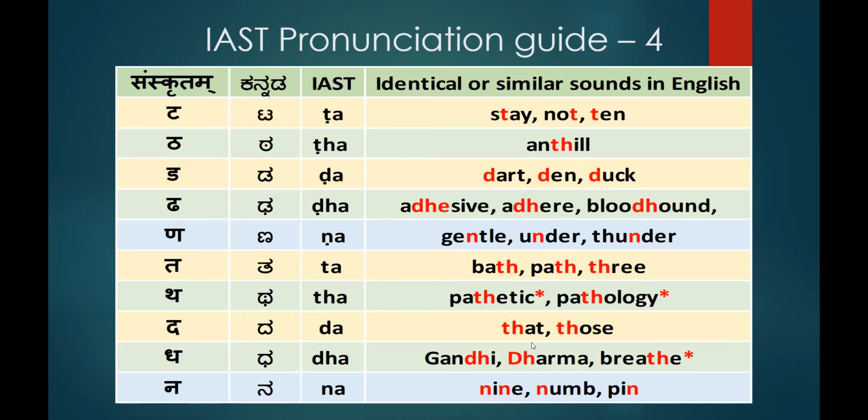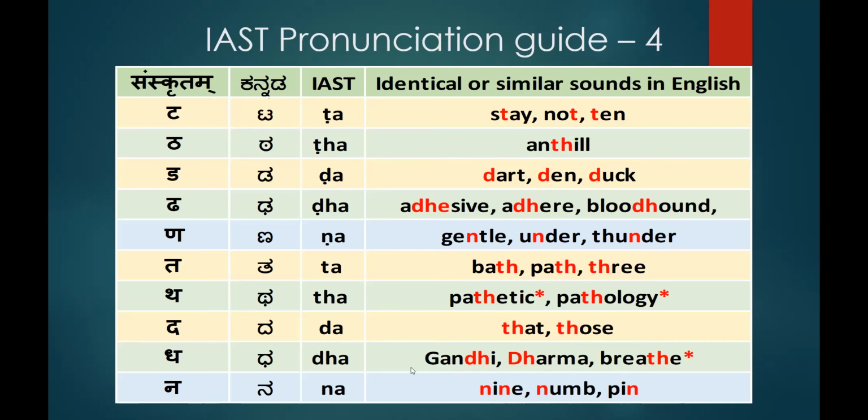Next, the da is like in that, those, this. The TH sound that comes in that, this, those, the has to be pronounced here. Differentiated from dart, den, duck, which is a different sound. It is with the tongue folded inwards and touching the top of the roof that you are producing those sounds. Whereas the da in those is produced with the tongue right behind your upper teeth. Next, the Mahaprana version has an H in between after D. It does not have any equivalent as far as English words are concerned. Maybe you can try breathe, dharma, Gandhi.